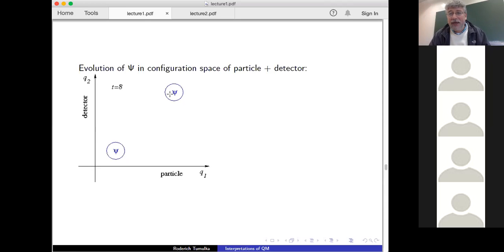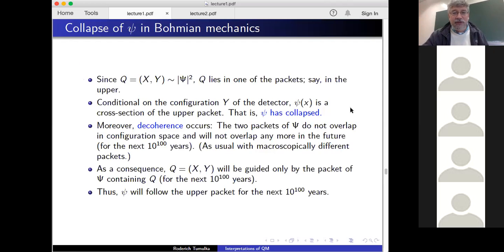southwest packet. And in particular, as far as the conditional wave function is concerned, it will only be a cross-section through this packet and will not intersect the other packet anytime in the future for the next 10 to the 100 years. Not forever, okay, theoretically, there are very late times at which they will overlap, but it's not of practical relevance. So that means psi collapses and psi stays collapsed. The lowercase psi, I mean, the conditional wave function.